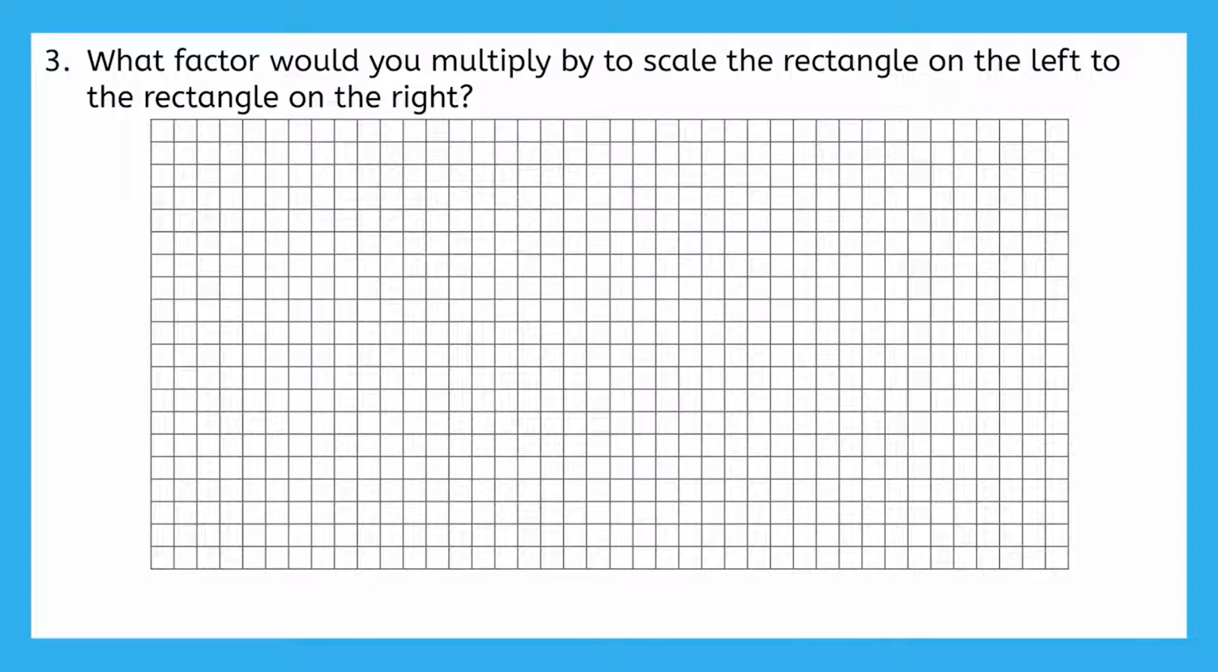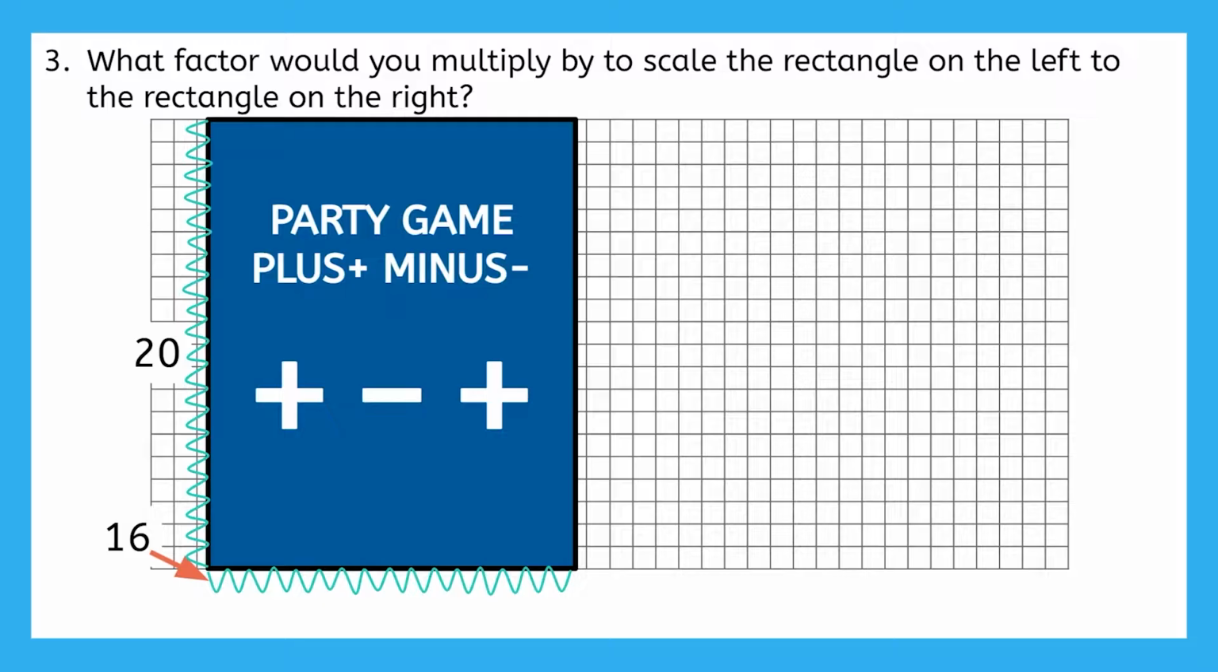Okay, we're almost ready for the party, but what's a party without a game? I bought these game boards that measure 20 units tall and 16 units wide. I want to scale them down to 5 units tall and 4 units wide to fit more on a page. Remember that because we're scaling down, we're going to need to choose a fraction as our missing number to multiply by. Pause here and try to figure this out.